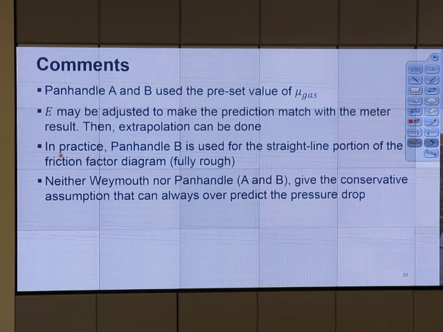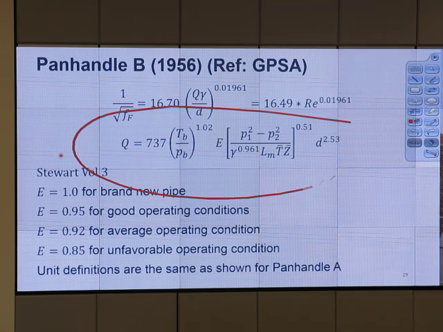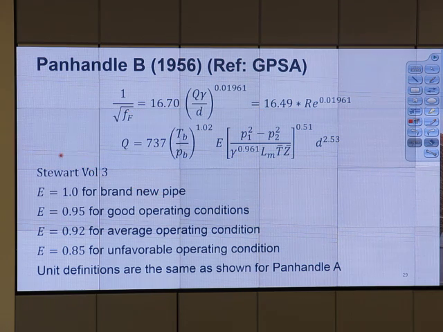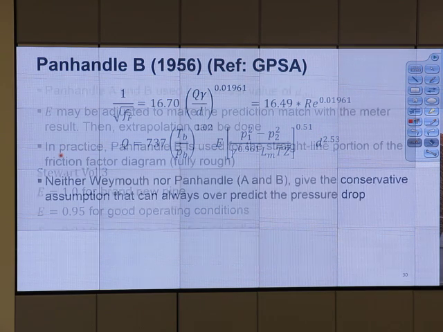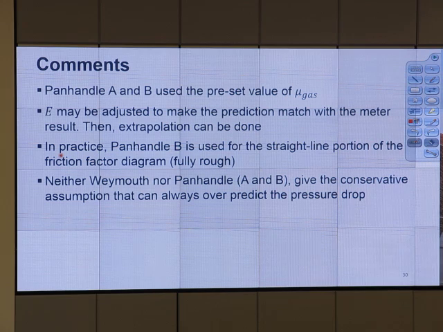Okay, comment. Panhandle A and B use a preset value of mu gas. So the equation that you have seen here is valid for the viscosity of natural gas. It's a preset value. It's absorbed in the constant, this constant, this constant. Look at this. They don't use 0.5, they use 0.51. So that is to account for the change in viscosity with temperature and everything already. So we cannot change it. That's one thing to keep in mind. So Panhandle A, B already account for the change of viscosity.